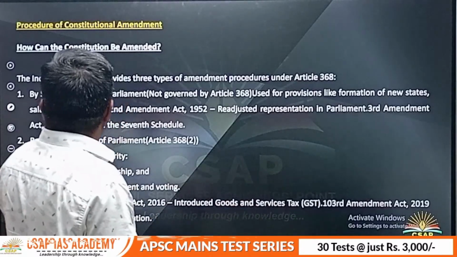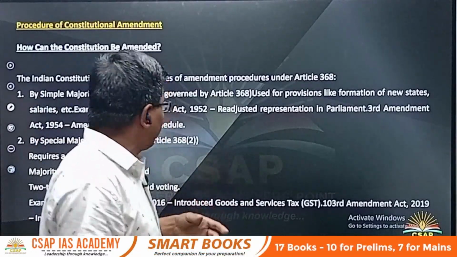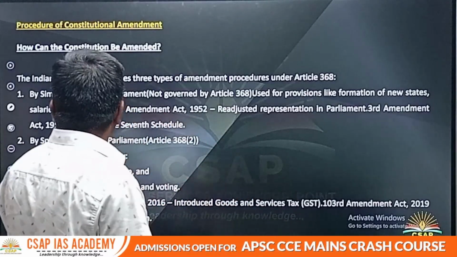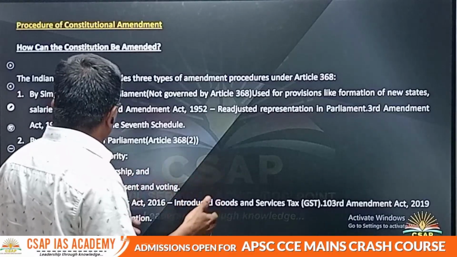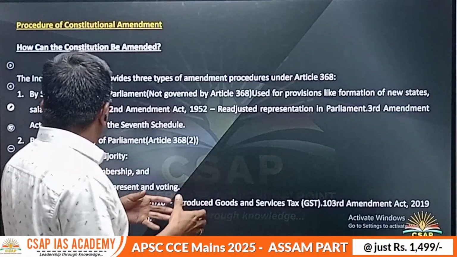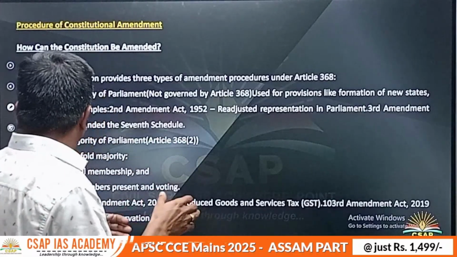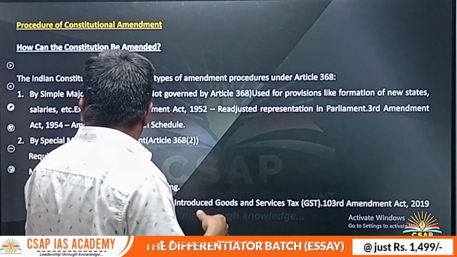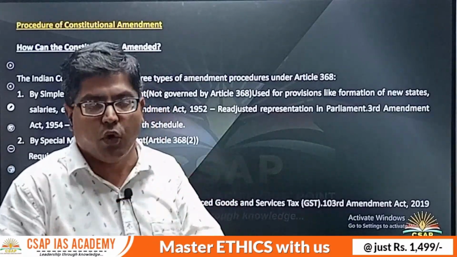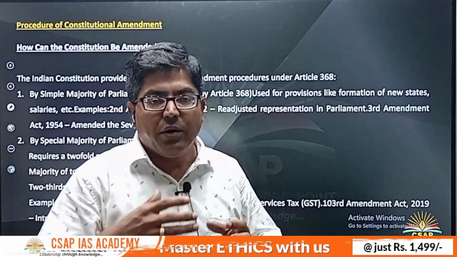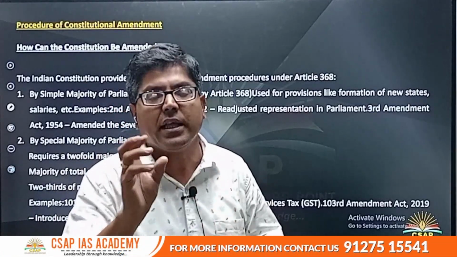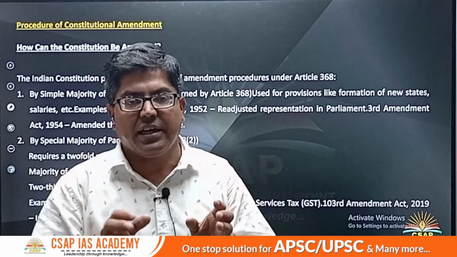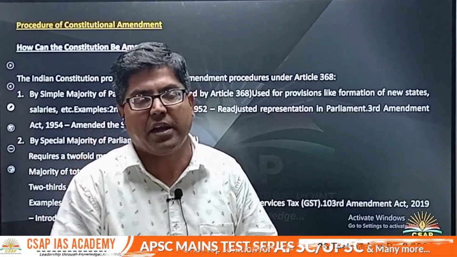Like for example, one is by simple majority of the parliament, right? And we have the examples for that, right? Secondly, by special majority of parliament, where we will require a twofold majority, right? That is basically a majority of the total membership, and secondly again 2/3 of the members present and voting, right? So you see here the process of amending the constitution is somewhat not that easy, right? You need to have that strength in the parliament, right?